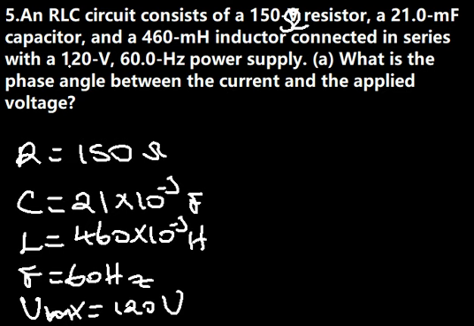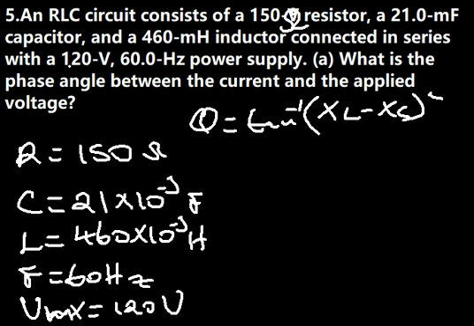We need to have angle theta equal to tan inverse of (XL minus XC) divided by the resistance. So we need to have XL and XC, and we can get XL as well as XC using the information that we have. Try to properly look over that one.